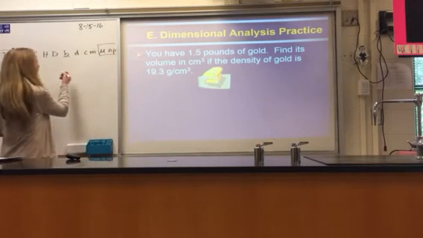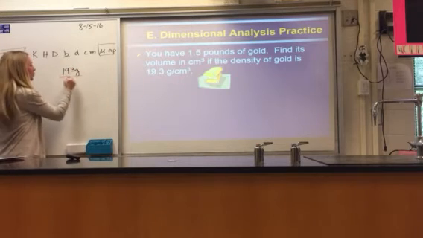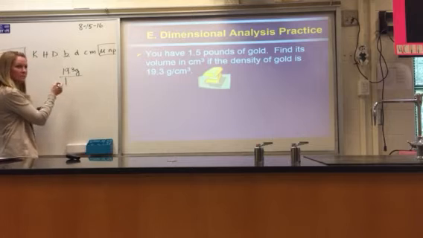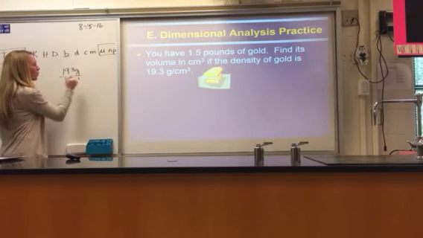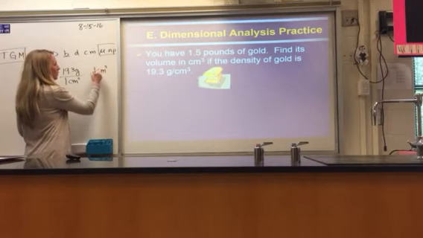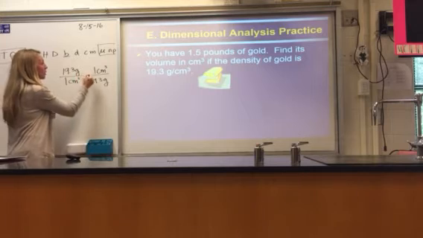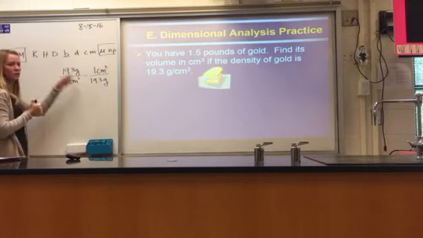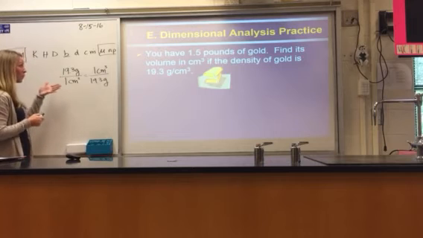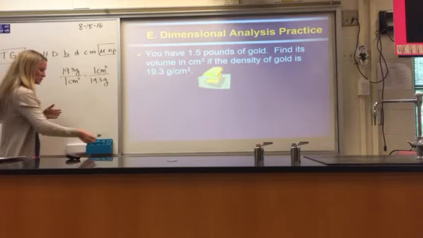This is saying if I have 19.3 grams of gold, it will take up 1 cubic centimeter. Or if I have 1 cubic centimeter of gold, it will weigh 19.3 grams. These two are equivalent to each other, and this is only true for gold. If we were using some other substance, it would have its own density. For example, 1 cubic centimeter of water weighs 1 gram. Gold is much more dense.